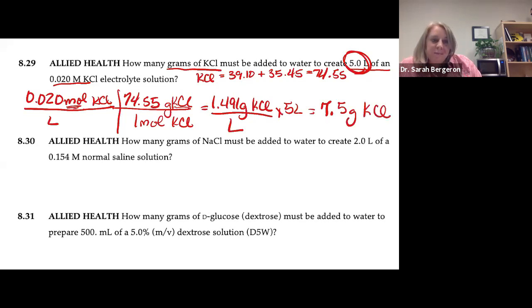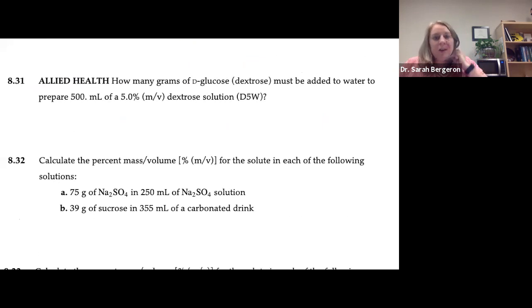Okay. All right. 8.31, how many grams of D-glucose, which is dextrose, must be added to water to prepare 500 milliliters of a 5% mass by volume dextrose solution? So if you want to know this, you need to go and get that formula. The formula you're looking for is your percent mass by volume. So go look it up and come back. You should have gotten grams of solute over milliliters of solution, and that's the abbreviation for solution, S-O-L-N, times 100.